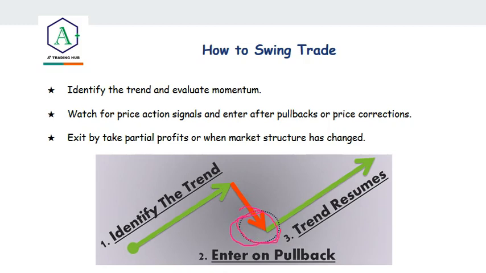This circle here is where you watch out for price action, price rejections, or maybe bullish candlestick formations, and you enter from this level and place your stop loss here. Your take profit will be above the previous swing high, which is this level here. So this gives you a good risk to reward too. You exit by taking partial profit or when the market structure has changed. So identify the trend, enter on a pullback, trend resumes, and you exit when the market structure is completed or has changed.